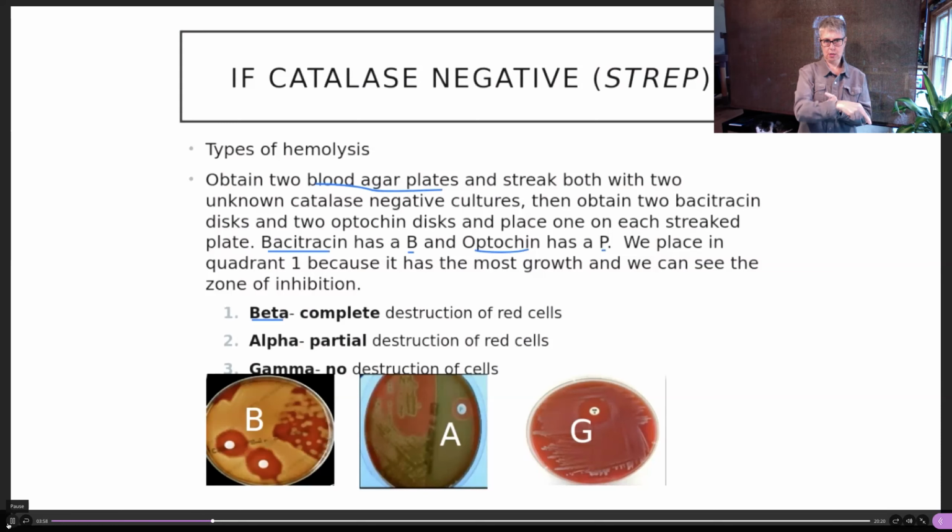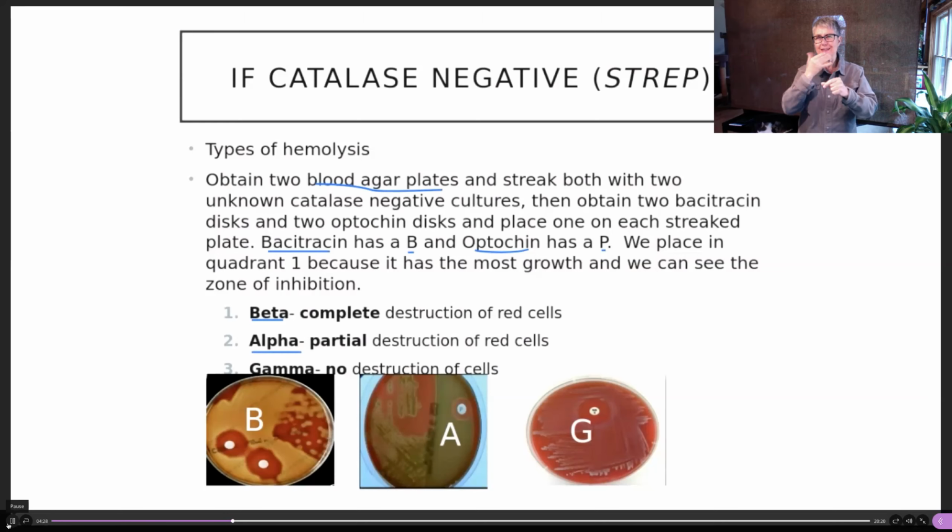Alpha hemolysis is partial hemolysis. So this is partial destruction of the red blood cells. And so if you look at the plate that has an A on it, if you held it up to the light, you wouldn't necessarily see right through it, but you might see a greenish hue. Again, that greenish hue is going to be from that partial breakdown and the hemoglobin starting to break down and exhibiting some of those different colors. So alpha has a greenish hue around it.